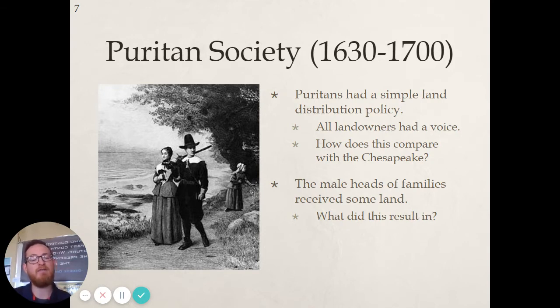The male heads of families would receive some land from the family, but what this would eventually quickly result in is that the Puritans have to continue pushing out west, because quickly their land gets subdivided among the many, many children, which meant that people had to move out west if they wanted to find more land. And out west, I mean the western part of the Massachusetts colony.